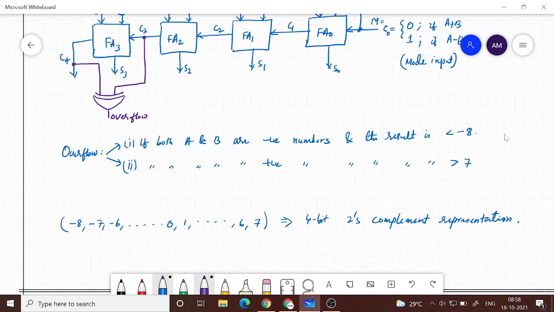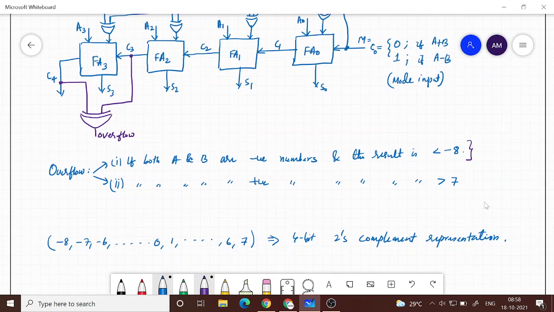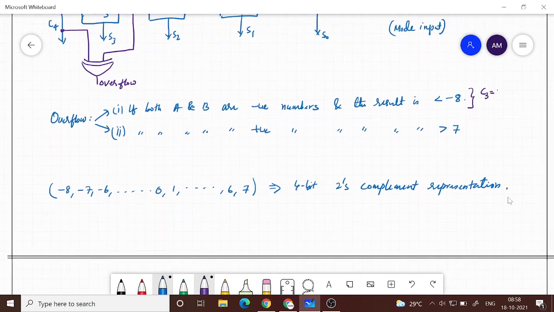So to be more exact, if I think in this case, that is when you have a more negative number, what is going to happen is you will have C3 equal to 0. Okay, so the best way to check it is by taking an example.